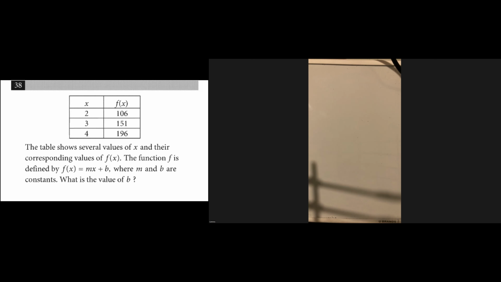Okay, so for this one, we're just told to find the value of b, which is just the y-intercept. To find that, we need to find the slope. When x increases from 2 to 3, we need to find out how much f of x increases by. So we do 151 minus 106, and we get a rate of change of 45. So every time x increases by 1, y increases by 45.